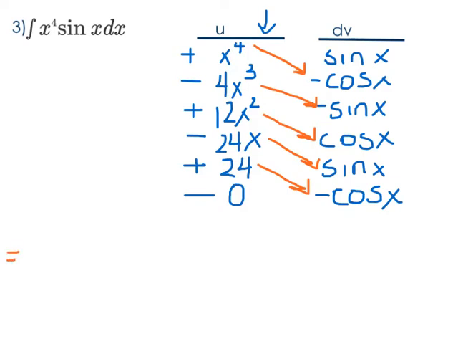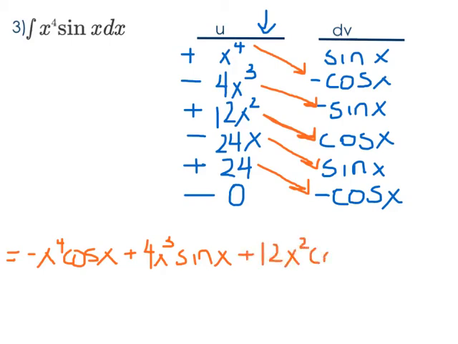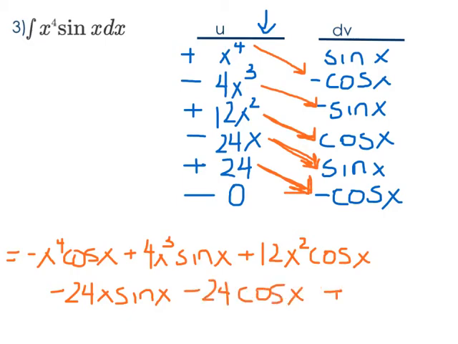All right, so I have an x to the fourth times a negative cosine x. That's negative x to the fourth cosine x. Okay, and then I have a minus 4x cubed times a minus sine x. That's going to be a plus 4x cubed sine x, sorry. And then I have a 12x squared times a cosine x. That's going to be plus 12x squared cosine x. Okay, and then next is minus 24x times sine x. And then I have a 24 times negative cosine x, so minus 24 cosine x. And I can't forget my plus c at the end.